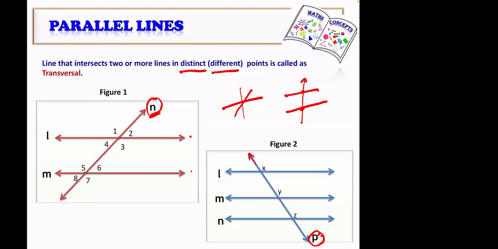So whenever two lines intersect, line N is intersecting line L, so 1, 2, 3, 4 angles are formed, and 1 and 3 are vertically opposite angles, 2 and 4 are vertically opposite angles. Similarly, line N, that is transversal N, is also intersecting line M, so 5, 6, 7, 8 angles are formed. 5 and 7 are vertically opposite angles, 6 and 8 are vertically opposite angles.